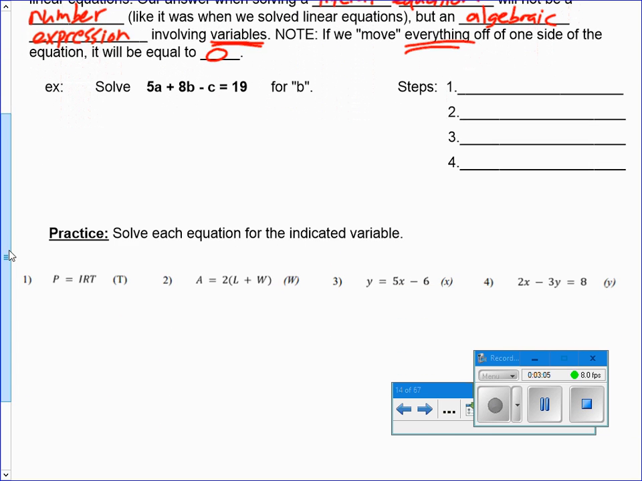So here's an example of solving a literal equation. Here's our equation. We're going to solve 5a plus 8b minus c is 19. We're going to solve it for b. That's what we're going to call our target variable. The first thing we're going to do is identify our target variable. So we look in the equation, and whenever we see the target variable, we put some kind of identification around it.